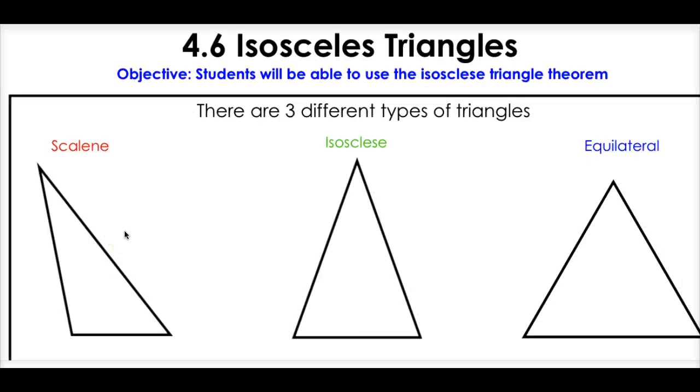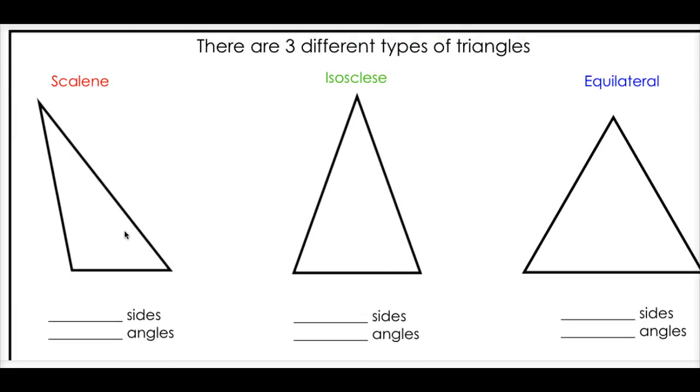Welcome to lesson 4.6. We are done with triangle proofs. We're moving on to isosceles triangles. Now, just to do a quick review, remember there's three different types of triangles. There's scalene, isosceles, and equilateral.